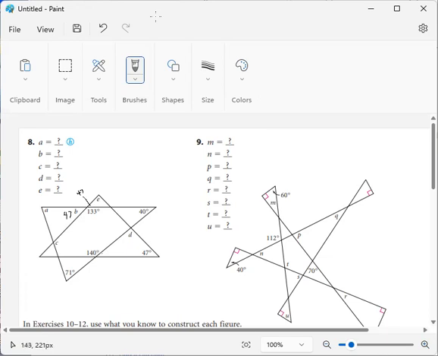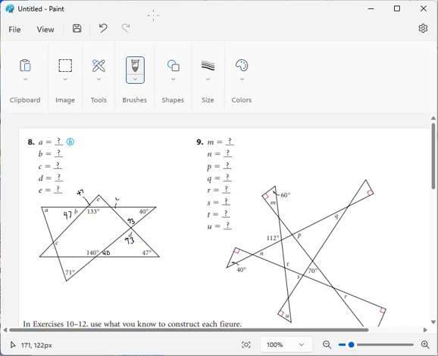Oh, I can get on the other side of the 140, so that's going to be 40. And then that will help me find D. So I have 40 and 47, and D are 180. So D is going to be 93. And then when I find that one, I can go across here. This one is also 93. It's going to get me there. So 93 and 40 is 133, and 180 minus 133 is 47.